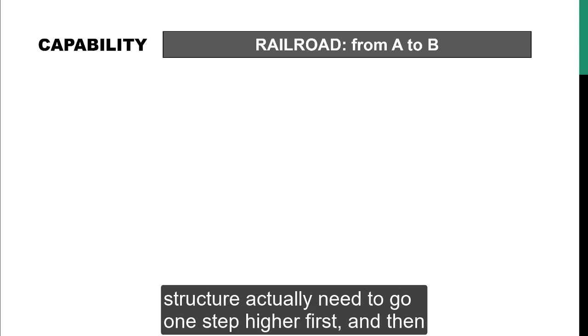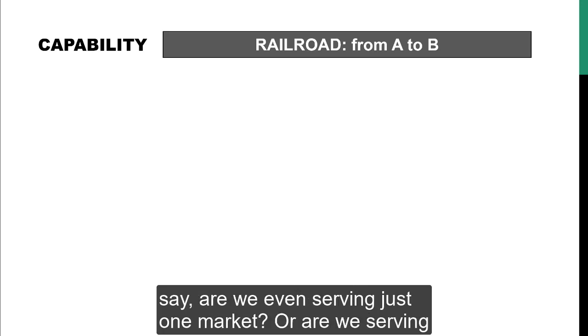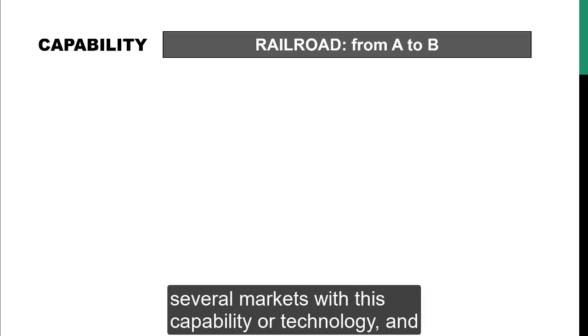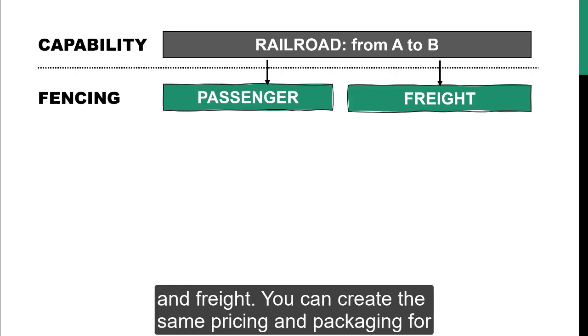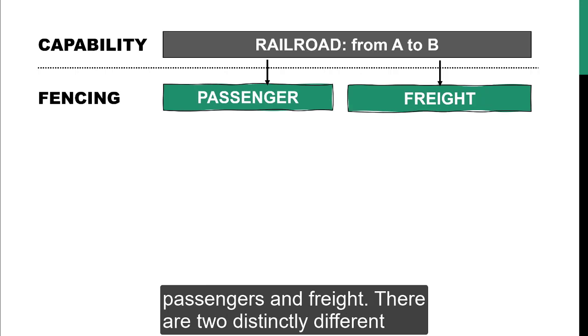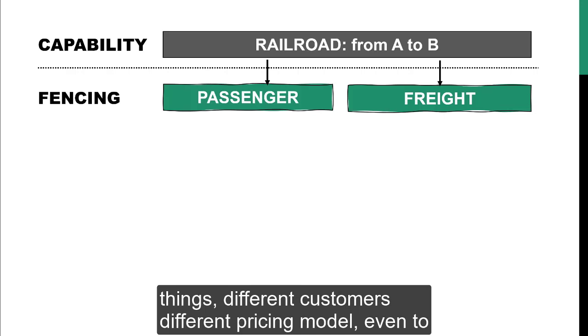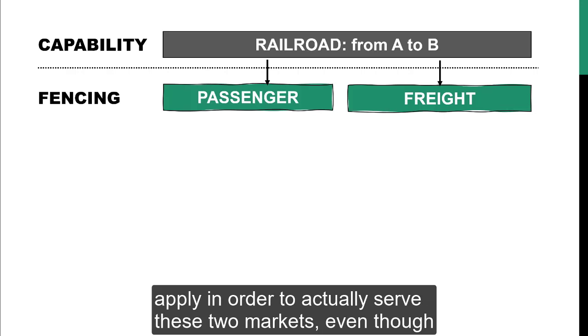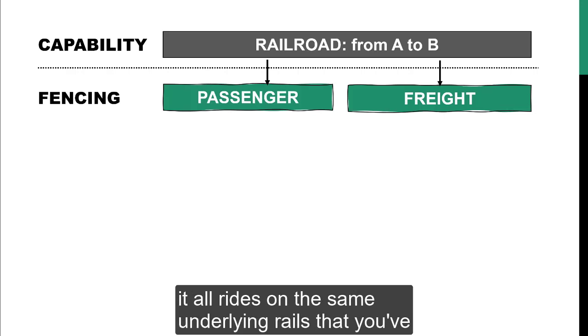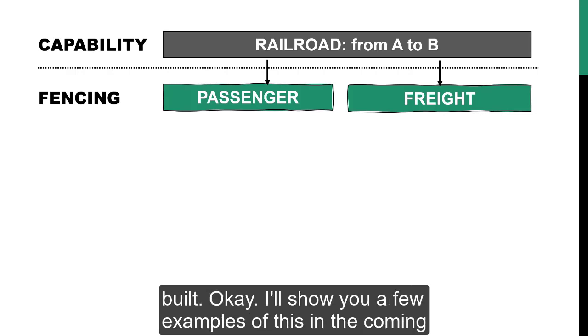You need to go one step higher first and ask: are we serving just one market, or are we serving several markets with this capability or technology? For trains, you're serving at least two, passengers and freight. You can't create the same pricing and packaging for passengers and freight. They're two distinctly different things. Different customers, different pricing model, even to some extent different technology that you need to apply to serve these two markets, even though it all rides on the same underlying rails that you built. I'll show you a few examples on this in the coming slides.